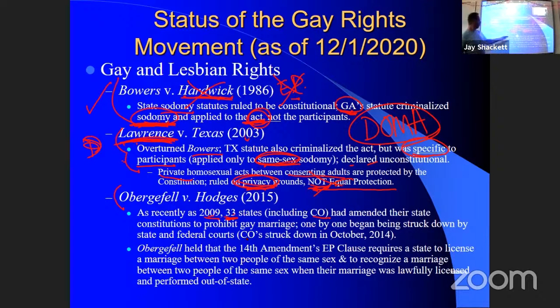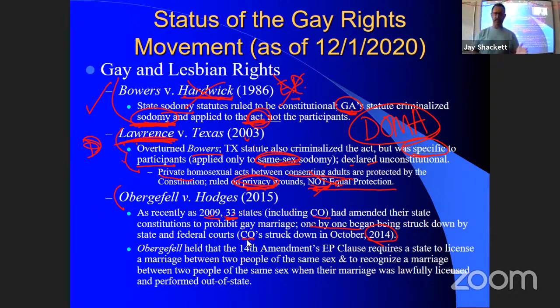Okay. Well, one by one, those carve-outs had begun getting struck down by state and federal courts. Ours was struck down. I don't know how old you would have been, 6, 7 years ago, you'd have been about 11 or so. When you were 11 or 12, the Colorado Supreme Court struck down as unconstitutional Colorado's state level amendment banning gay marriage, or at least not recognizing it.